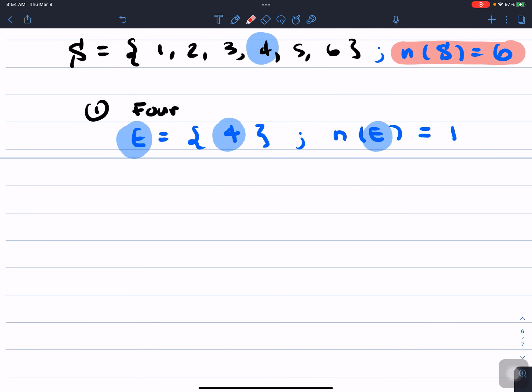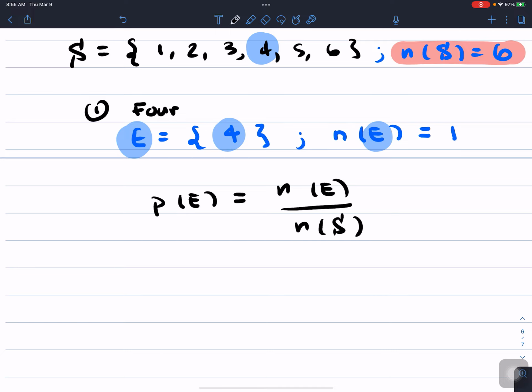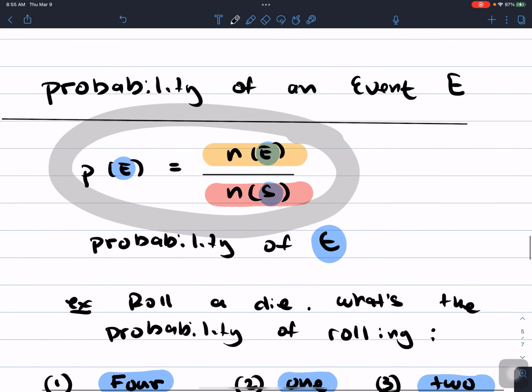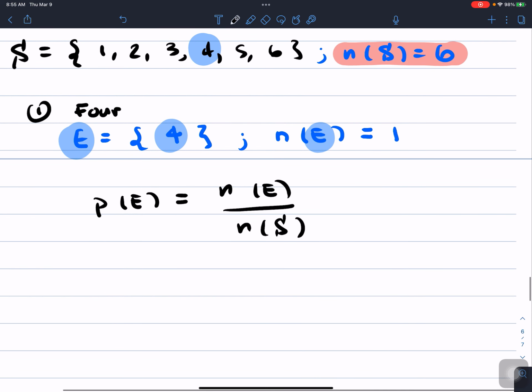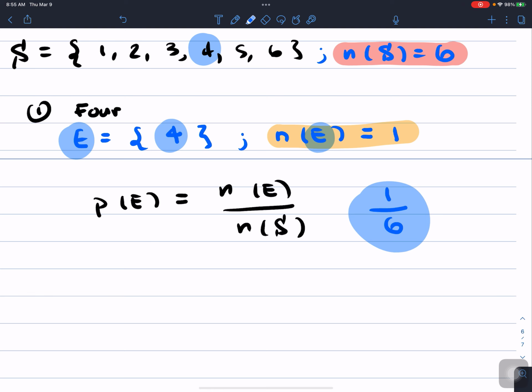N of E, in this case, you're rolling a 4. There's only one 4, so this is 1. So what's the probability then of rolling a 4, ladies and gentlemen? You're going to use this definition: N of E over N of S. This is the definition you guys use. So the point I'm making is this. You have a numerator, which is what number? 1. And you have a denominator, which is what number? 6. Ladies and gentlemen, the probability is what? 1/6.